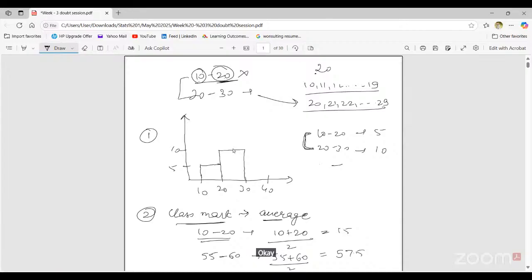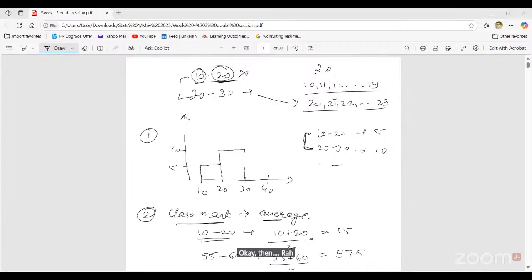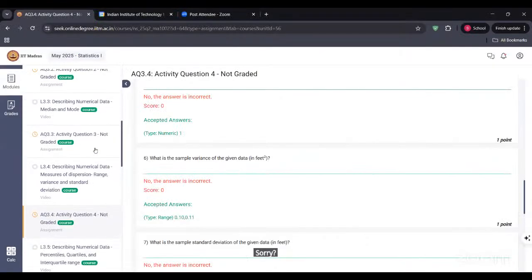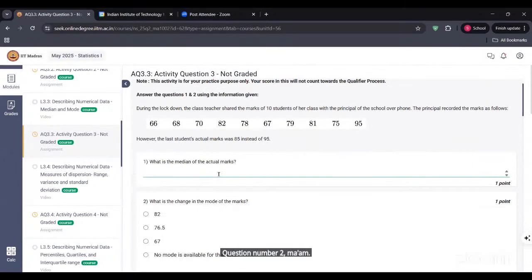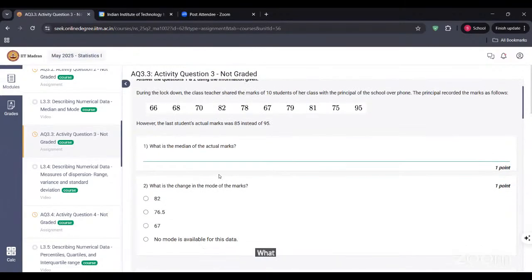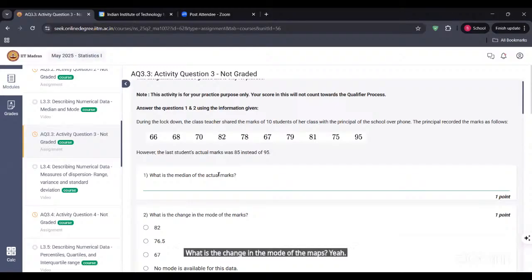Okay. Then Rahul, what's your doubt? I have a doubt in Activity 3.3, question number 2. What is the change in the mode of the marks? What's the doubt? The answer is: no mode is available for this data. Correct. Why not?